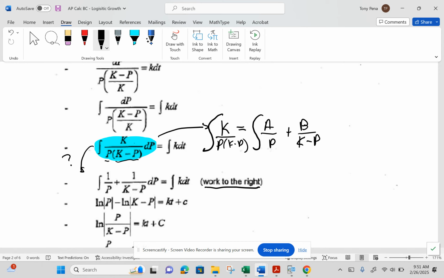So this is our whole process here where we're going to do the k is good on the left. A has to get multiplied by the k minus p. So we're going to just distribute here. So you get ak minus ap. The b has to get multiplied by the p. So we're going to do b times p.